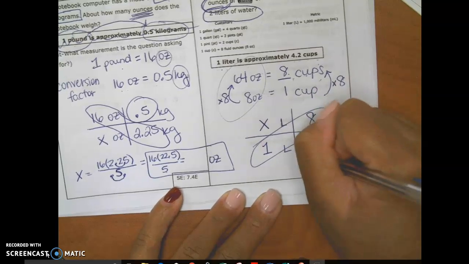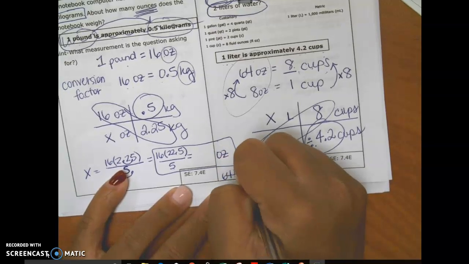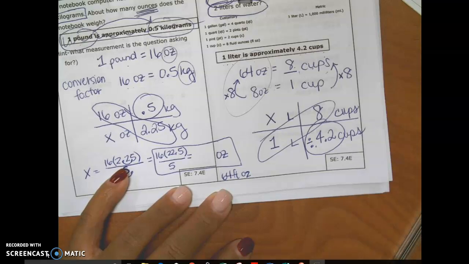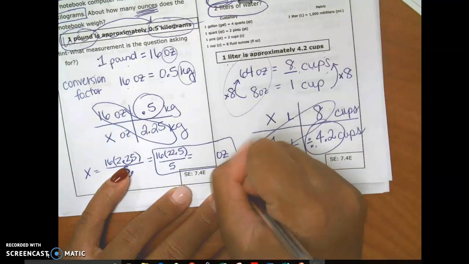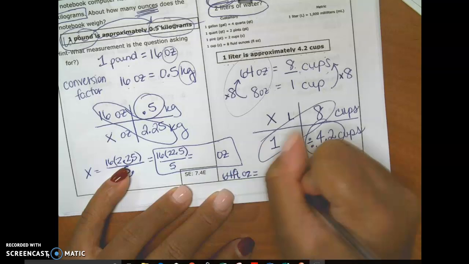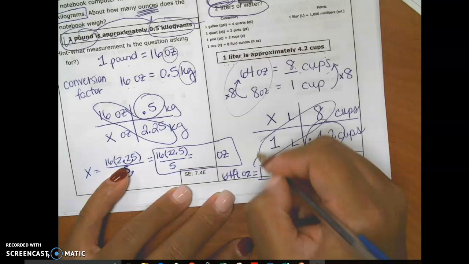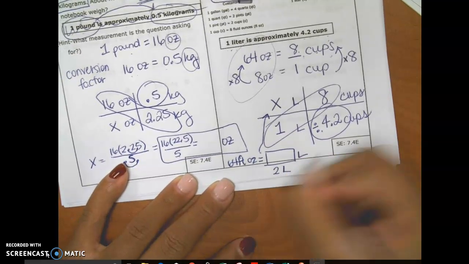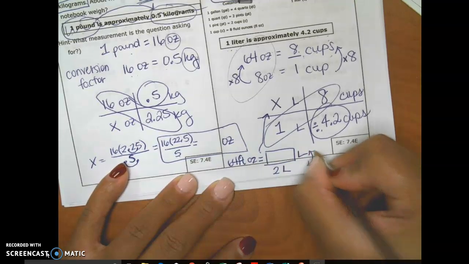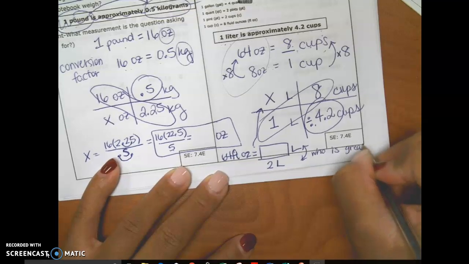Once I cross multiply and divide this, I'll have 64 fluid ounces. I put fluid ounces. Whoops. Fluid ounces is the same as some number of liters. That's going to be this answer up here. Then I need to compare that to 2 liters. And then of these two, who is greater?